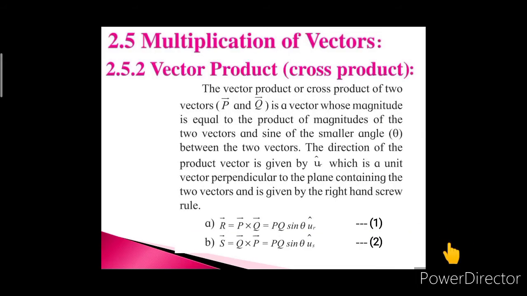Now, one more thing is to be discussed over here, that in equations 1 and 2, we had given the result of multiplication of the two vectors, that is vector P and vector Q. But equation 1 gives the result as vector R, and equation 2 gives the result as vector S. Here we are multiplying the two vectors, vector P and Q there, but we are getting different results.